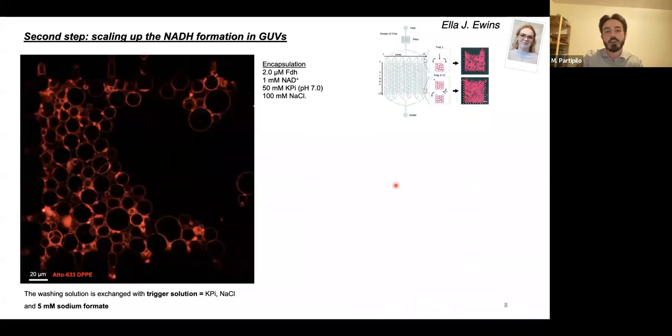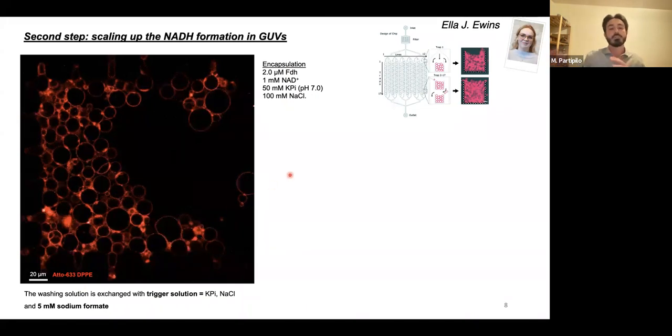So what I'm going to show you now is a small movie of a classic experiment in which we encapsulated the protein that I told you, formate dehydrogenase, and NADP+ in these giant unilamellar vesicles. The reason why you can see this red label is the fact that our phospholipids here are labeled with a fluorescent dye called ATTO 633.